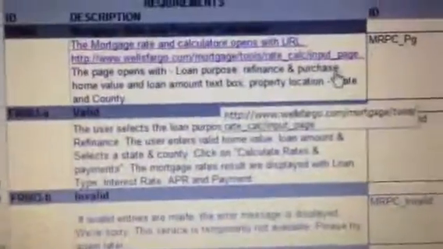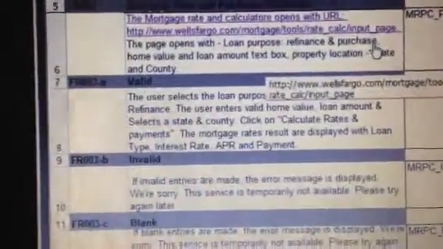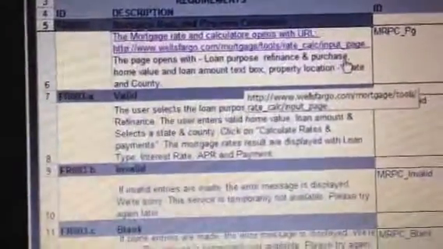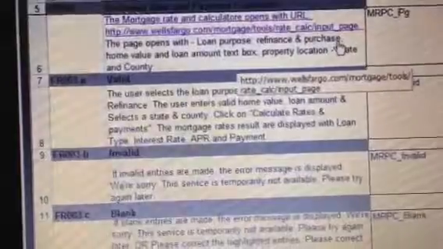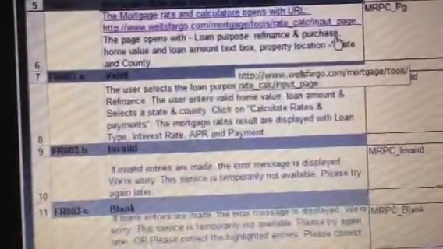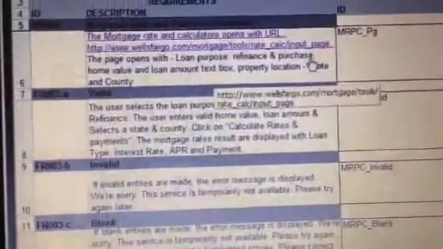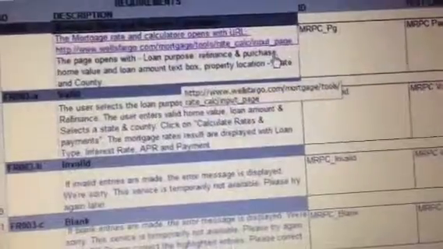My first requirement is FR003, the mortgage rate and payment calculator. Once you log into the website, the page opens with the URL wellsfargos.com mortgage tools rate calculator input page.